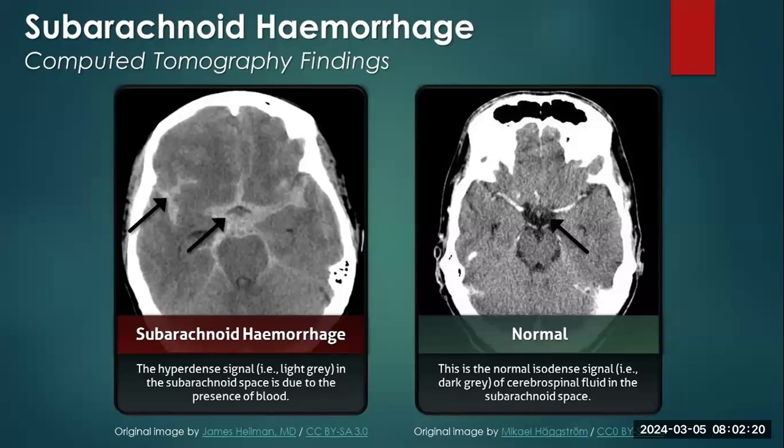Thank you. Somebody was asking about the CSF findings. Did you mention that too? Yes, it could appear yellow after several hours due to the breakdown of hemoglobin, which could cause xanthochromia to appear. That's what I spoke about earlier.